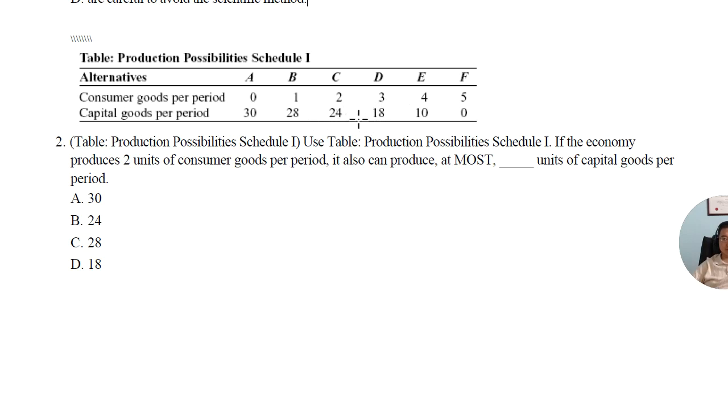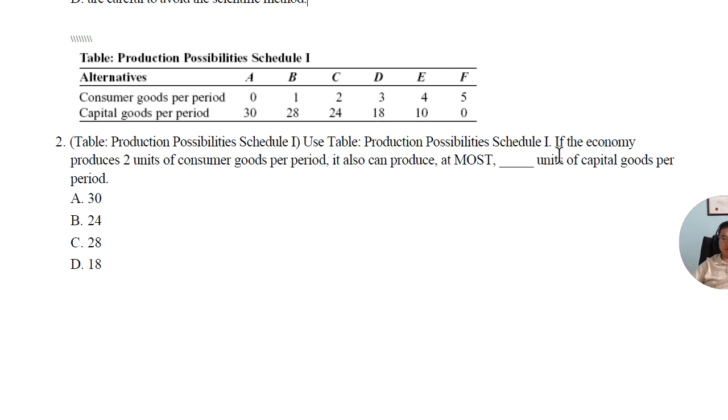And we can see the so-called opportunity cost of consumer goods is increasing, right? The difference between 28 and 24 is 4. From 24 declining to 18, you get 6. 18 to 10, you get 8. 10 to 0, it's 10. So 4, 6, 8, 10. Increasing opportunity cost for consumer goods. Anyway, that's what we can see from this table.